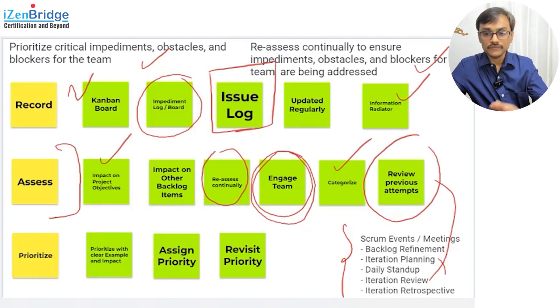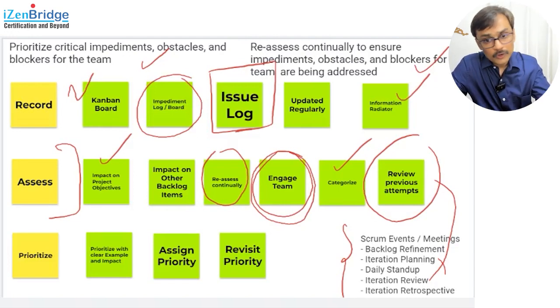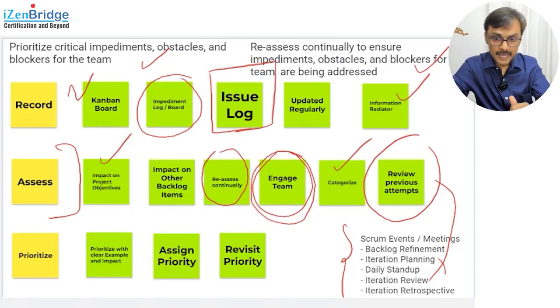So we record it, we continuously keep assessing it. As a project manager, you can assume that every alternate day or every day I need to do a kind of recap of all these impediments, and I need to prioritize and see some of them need to be resolved early. The priorities can change. Some impediment may not be that critical today, but tomorrow, because of some event, they may come up as well.